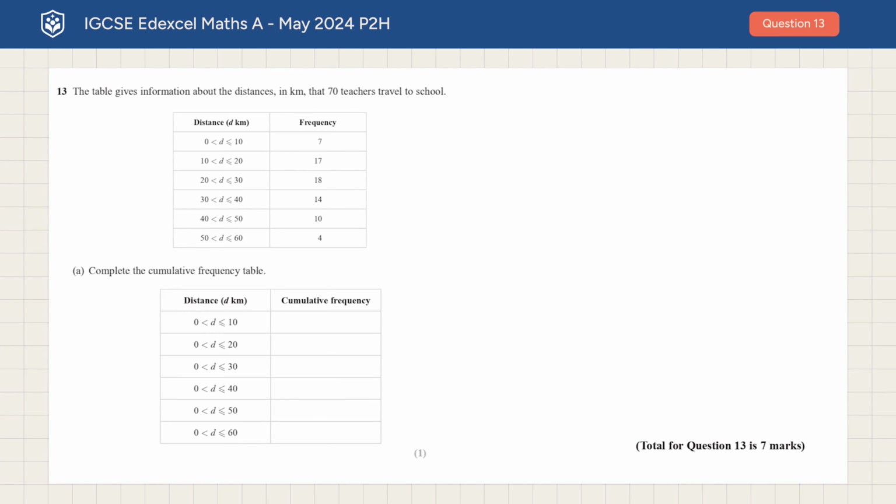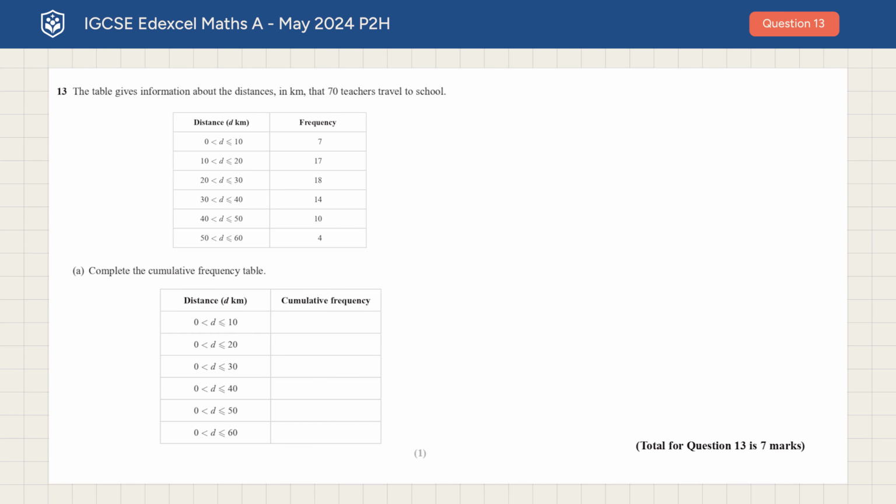Next, question 13. We have a table showing the distances 70 teachers travel to school with grouped frequency data. Part A asks us to complete the cumulative frequency table. Remember, cumulative frequency means we find a running total of the frequencies as we go down the list. Each row represents the total number of teachers who travel up to that specific distance.